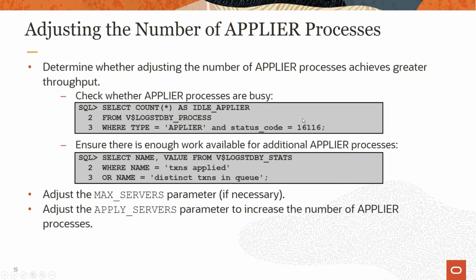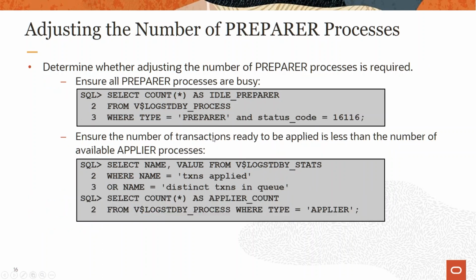So we have a status code number 16116. With it, we identify whether the apply processes are busy or not. And you also ensure that there is enough work available for additional applier processes. So that's another thing you have to check. And also you can adjust the number of preparer processes.